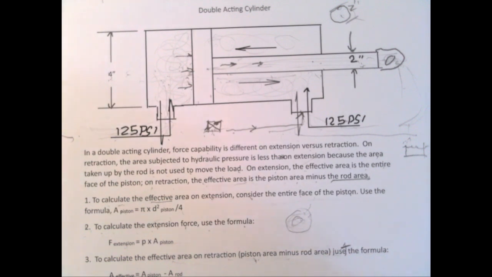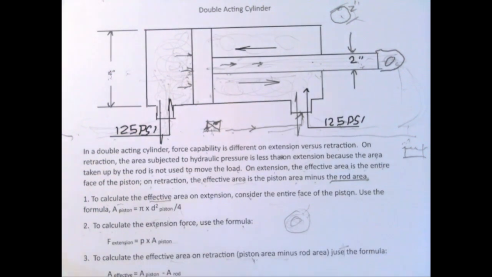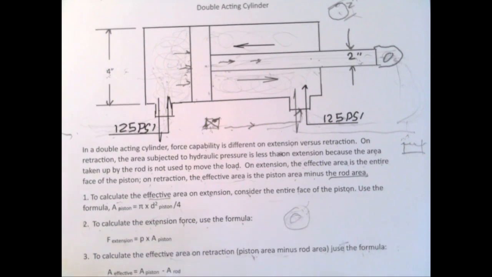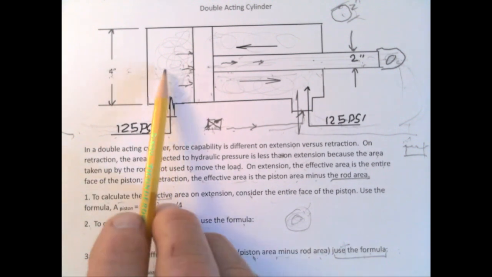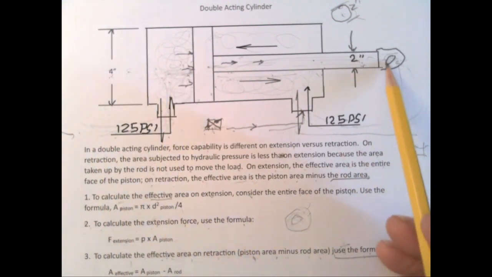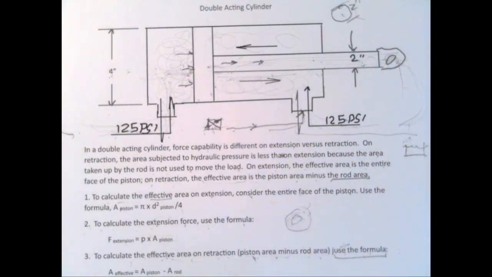I don't know why I changed that. Use just the formula, just the regular formula. I think that's a typo. To calculate the effective area on retraction, the piston area minus the rod area. I'm not sure what I meant by that. But the effective area would be here minus the rod end area, which would be this annular thing.